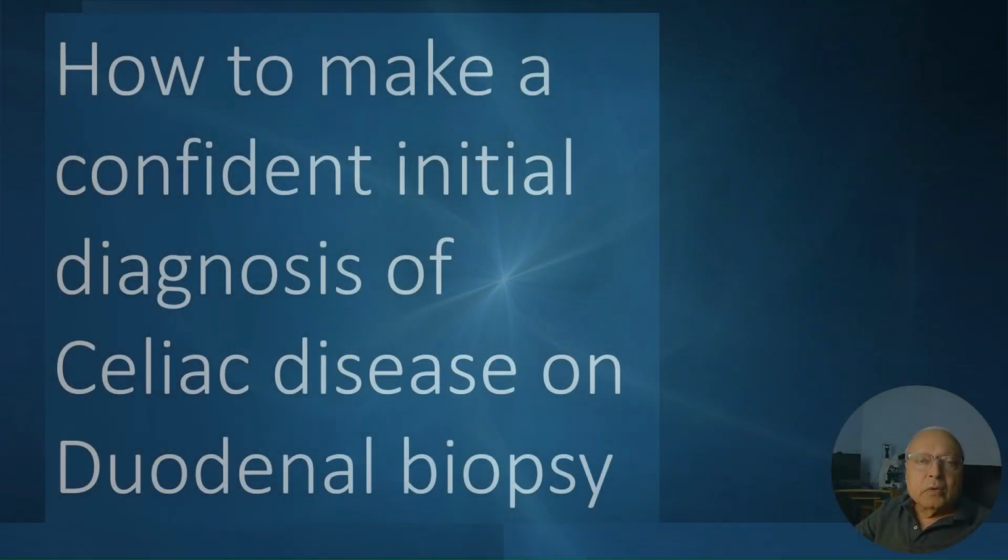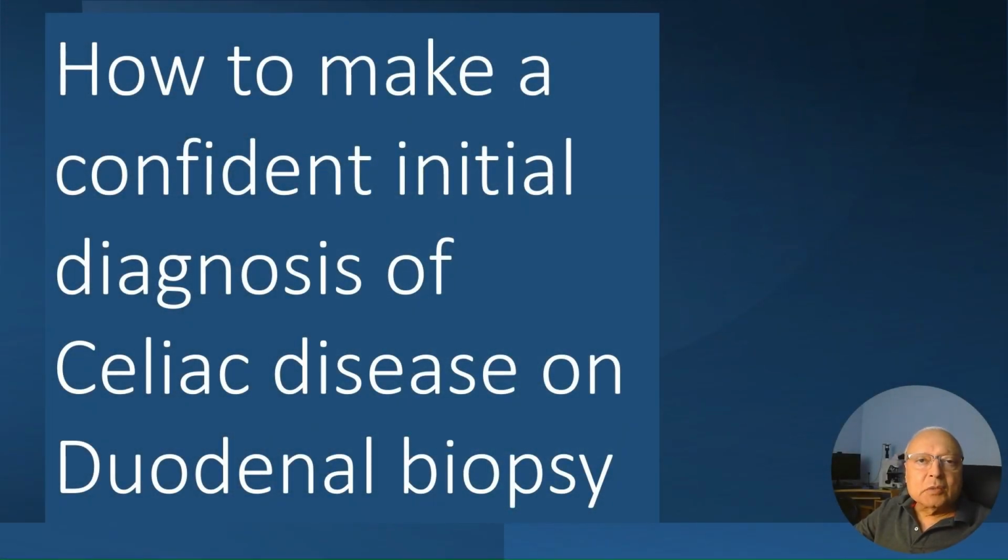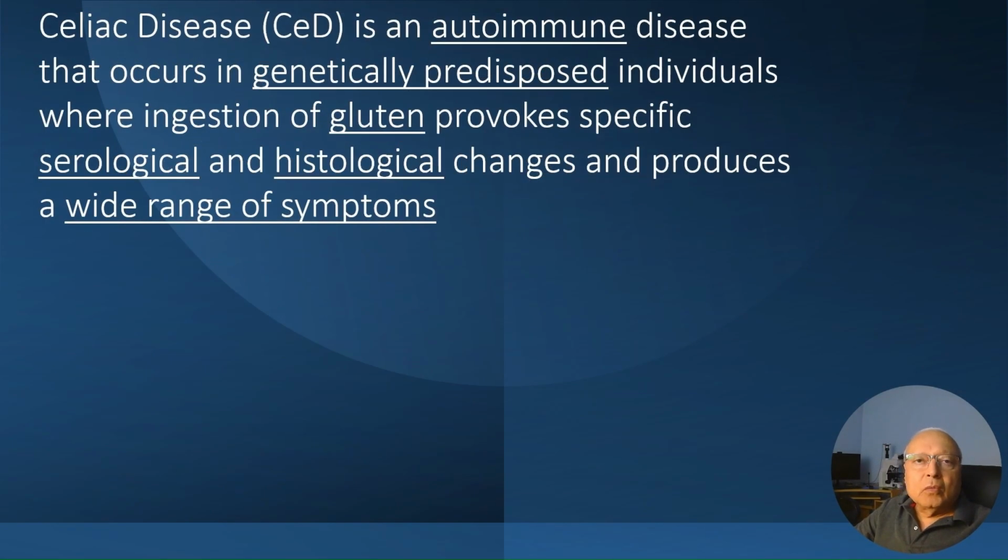Let's get started. Today's lesson is about how to make a very confident initial diagnosis of celiac disease on the duodenal biopsy. How to be certain that what you're seeing in the duodenal mucosa actually represents celiac disease in a patient. Celiac disease is an autoimmune disease that occurs in genetically predisposed individuals where ingestion of gluten provokes a histological and serological response.